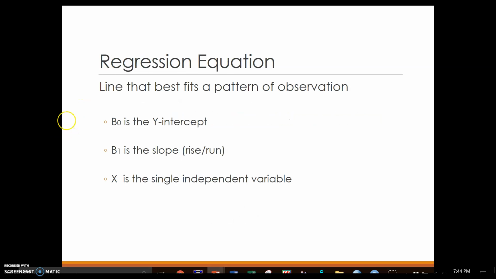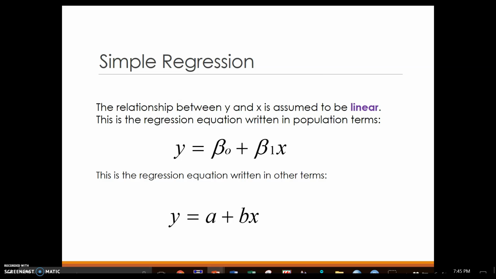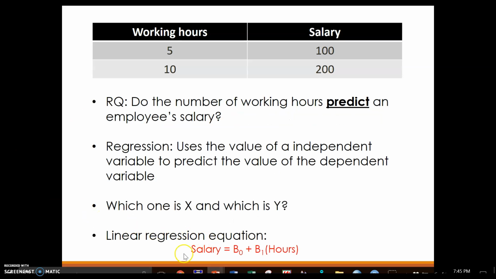So for beta 0, that's going to be our y-intercept. That is just the spot where the line crosses y. That might be 0, it might not be 0. Our beta 1 is the slope. So this is the rise over run thing that you remember. And our slope in this case is actually going to be our correlation coefficient because we're just looking at simple regression. That is not the case when we get to multiple regression. And then x is the single independent variable. So again, you can use x and y in these equations, but I'm a huge fan of writing in the actual name of the variable, mostly for my own sanity.